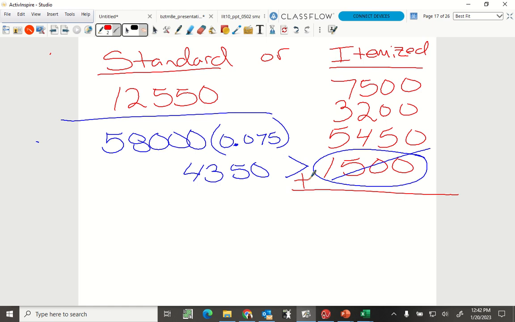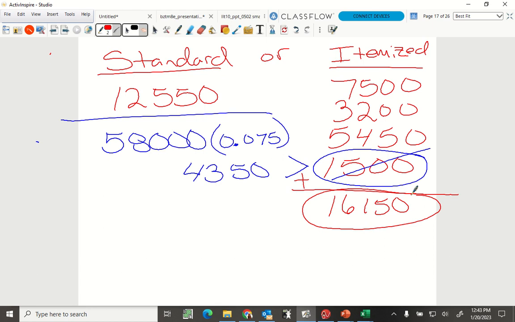So y'all calculating this right now, right? Oh yeah, 16. Not zoning on me. Yeah, you are zoning. 16,150. You guys agree? Yes. Okay, and we always want to take which one? The larger one. So that's important. So in this case, the larger one, is it going to be the standard or itemized? Itemized. So this is the value I'm going to use as my deduction.